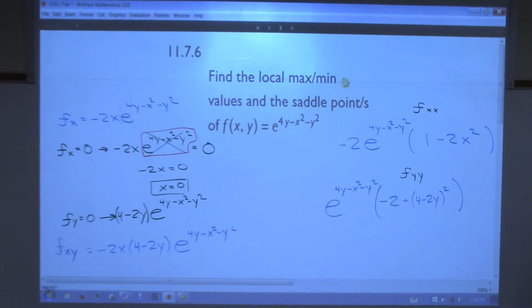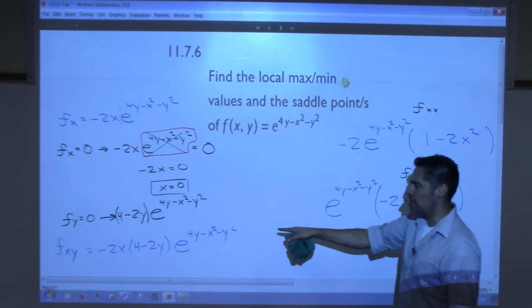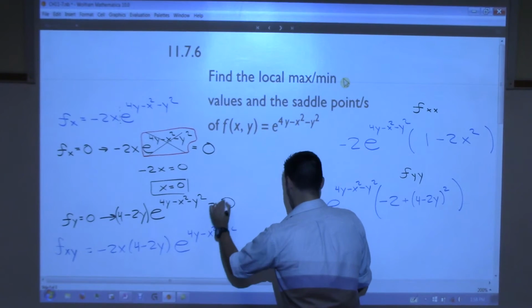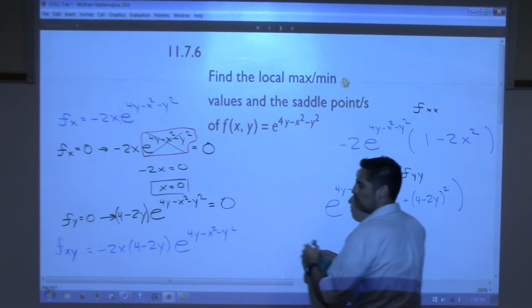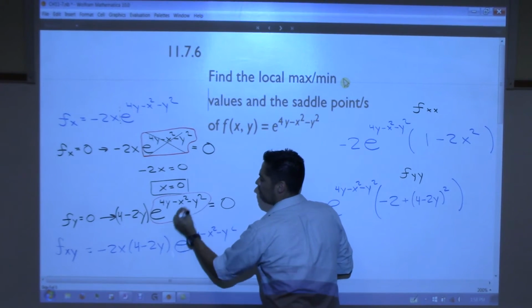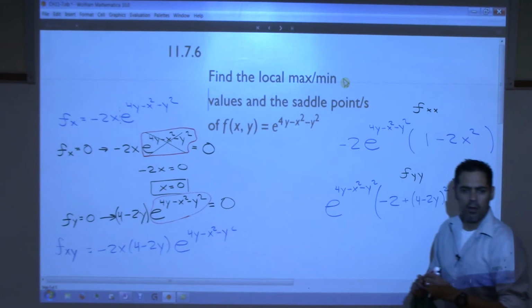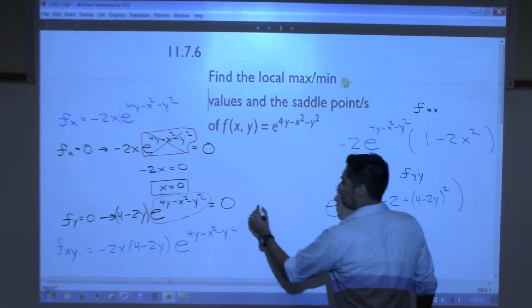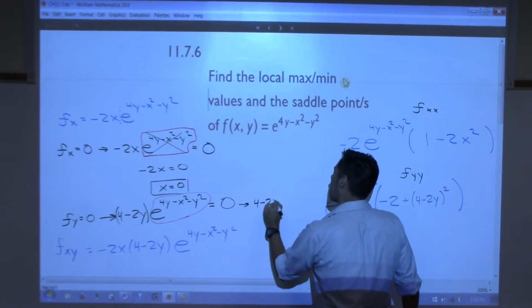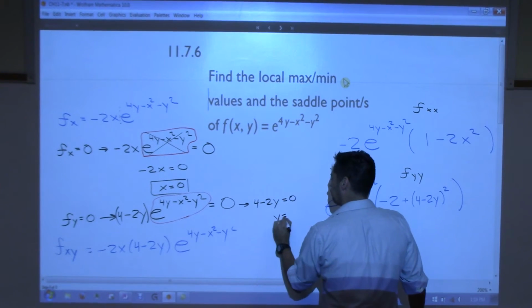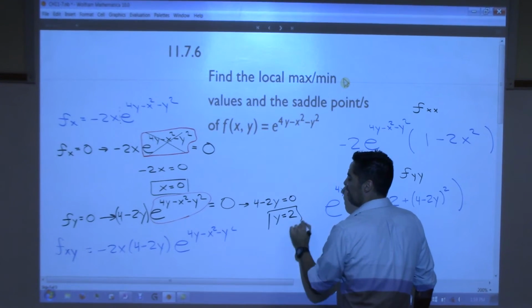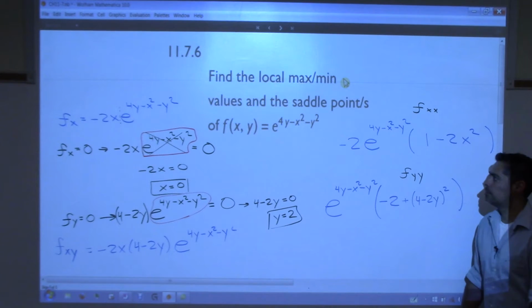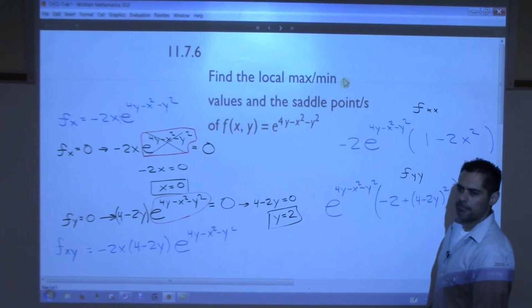That was our first partial, right? We set this one equal to 0. Again, same thing. That e part, this whole factor, can never be 0, so ignore it. 4 minus 2y equals 0 means y is 2. So I only have one critical number. It's 0, 2. You all with me?